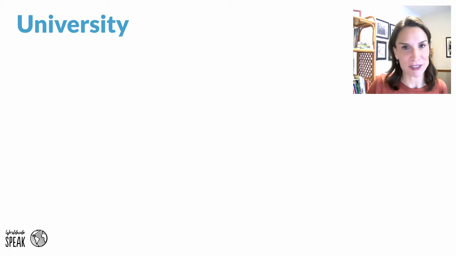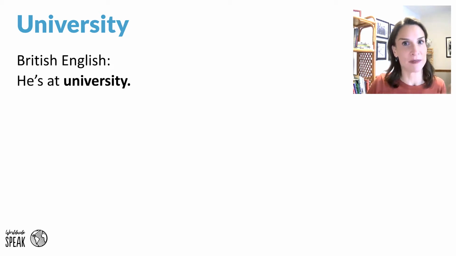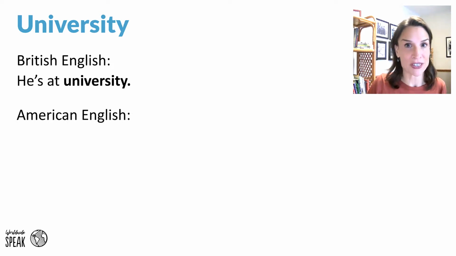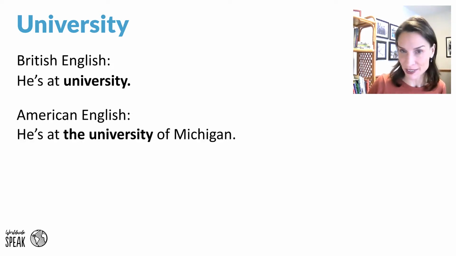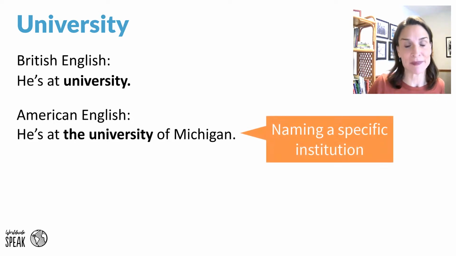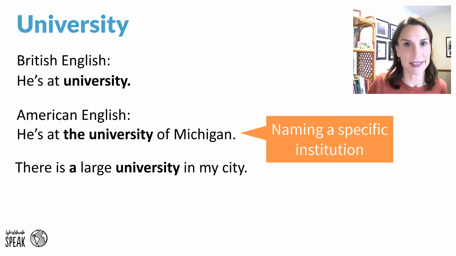Now let's talk about university. So here's where we have another difference between British English and American English. British English will use university with no article. He's at university. In American English, we will say he's at the university and then probably give the name. Because when we're talking in general terms, we just mostly say college. He's at college. And it has the same idea here as university. But if I want to be specific about the institution, then I will say the university. For example, the University of Michigan.